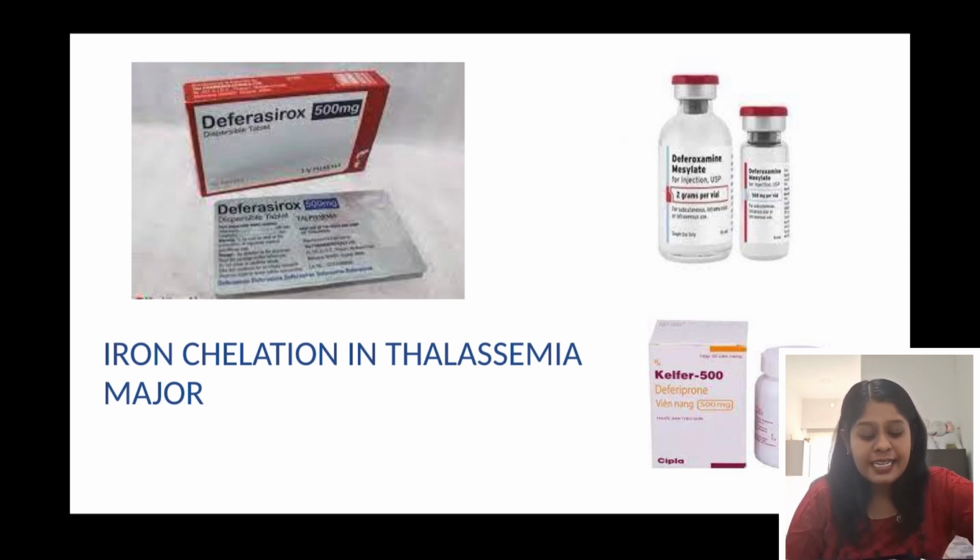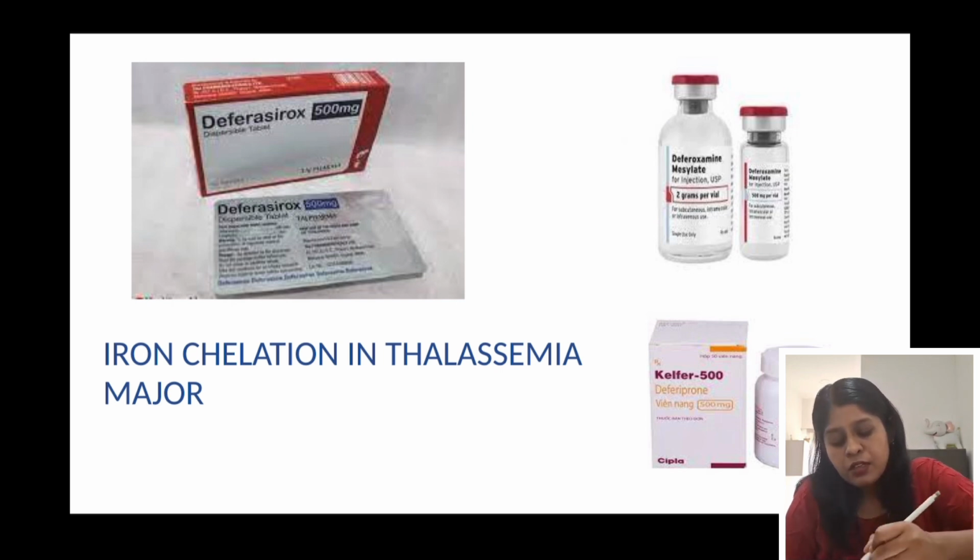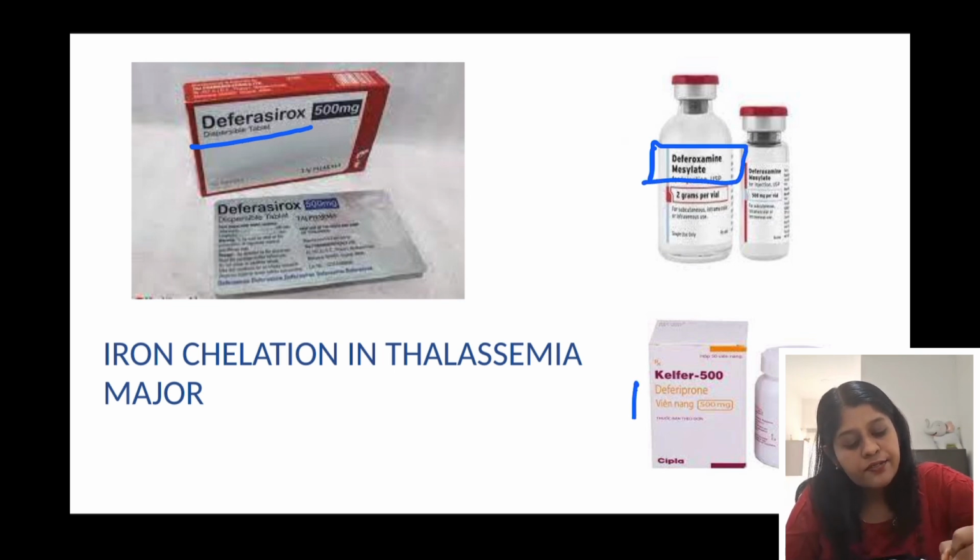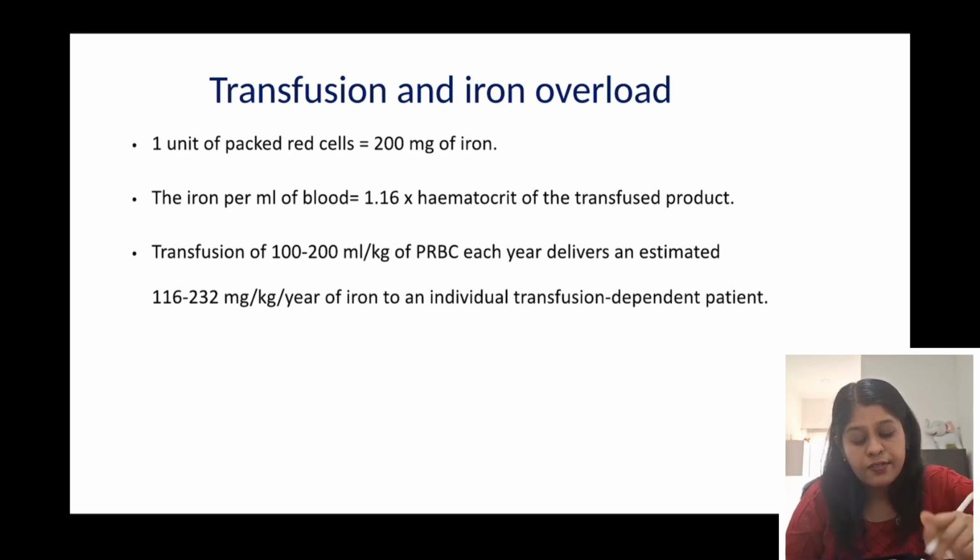Now coming to iron chelation. Iron chelation is a major adjunctive therapy that is given along with blood transfusion for patients who are awaiting hematopoietic stem cell transplant. You have three forms: deferasirox, deferoxamine, and deferiprone.